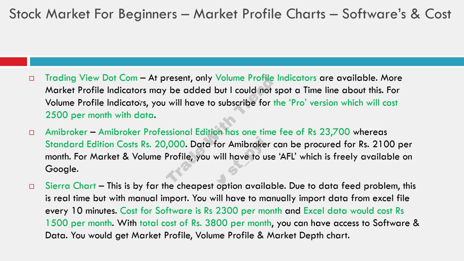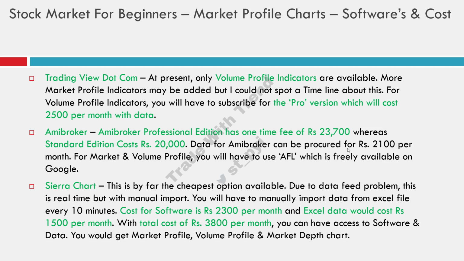So in case it does get introduced in the future, then this would turn out to be one of the cheapest options to access market profile charts. Another option is Metastock or AmiBroker software. This is the most popular software, at least in our country. Now, the professional edition for this software has a one-time fee of about 23,000 rupees, and the standard edition costs about 19,700 rupees.